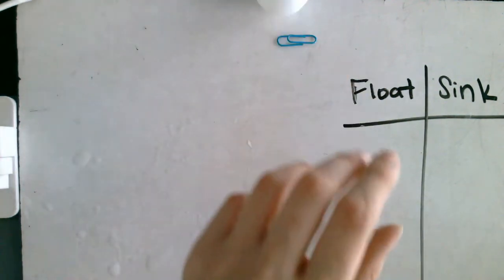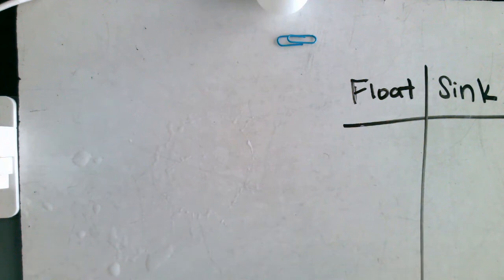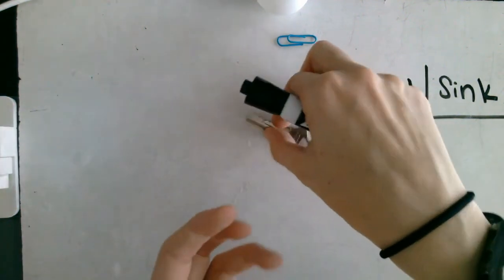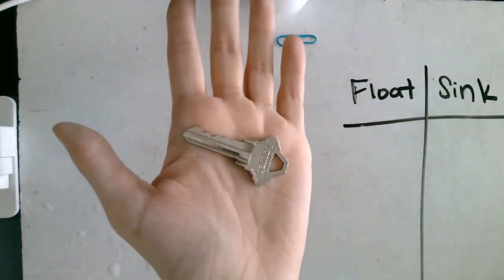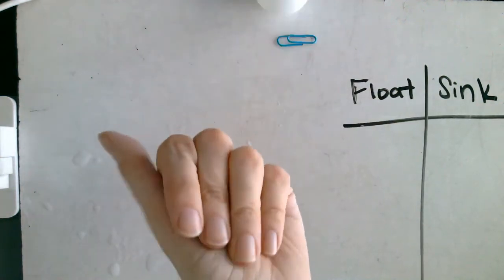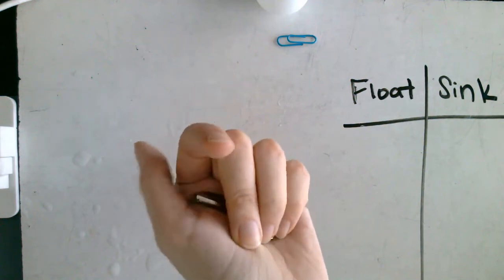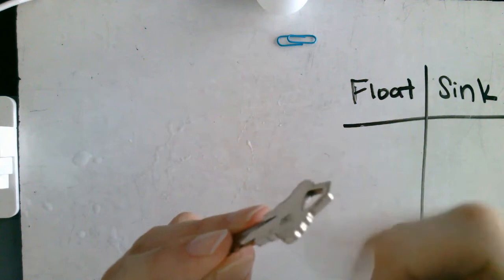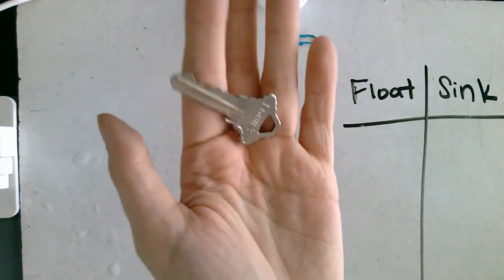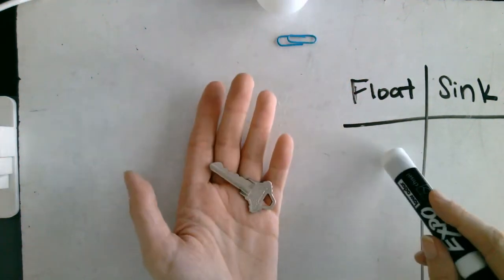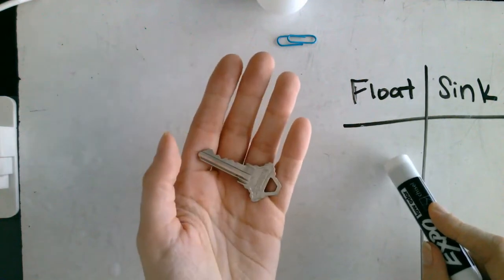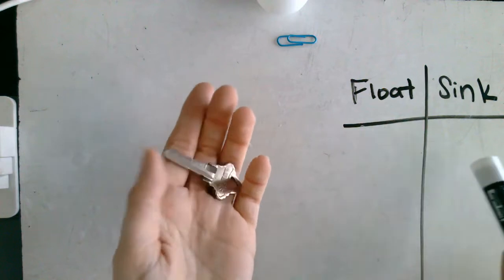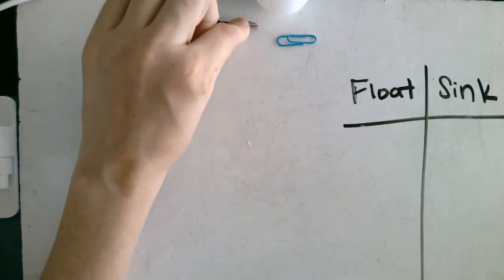Another item we'll do today is a house key. If you have a house key, or your parents might have a house key to get into your houses, or maybe your cars, you might have a key too. This one is made out of metal. It's kind of hard to see, but this one's made out of metal. I want you guys to stand if you think the key will float and sit if you think the key will sink. Write your votes on the board.